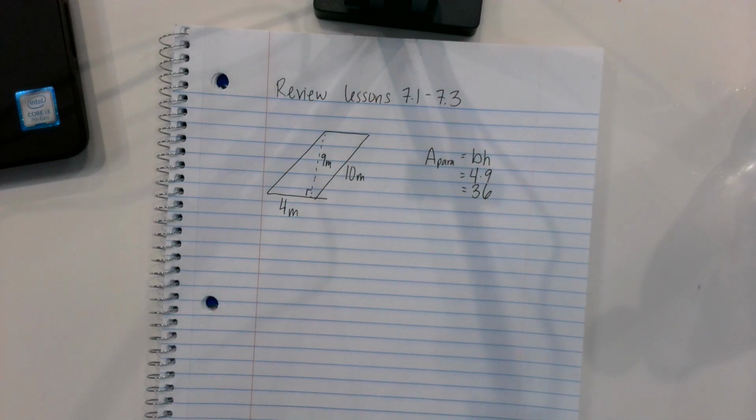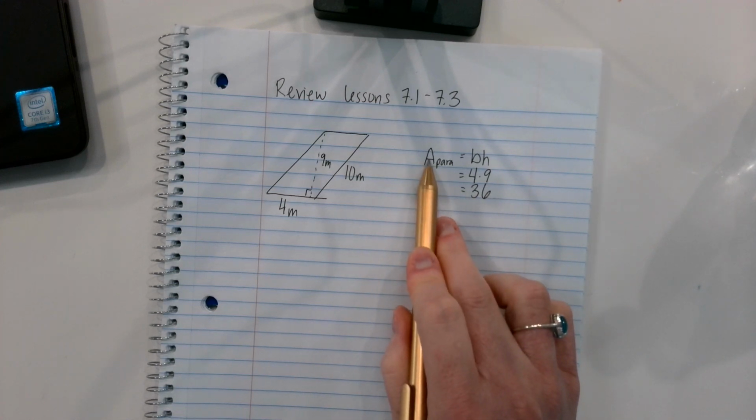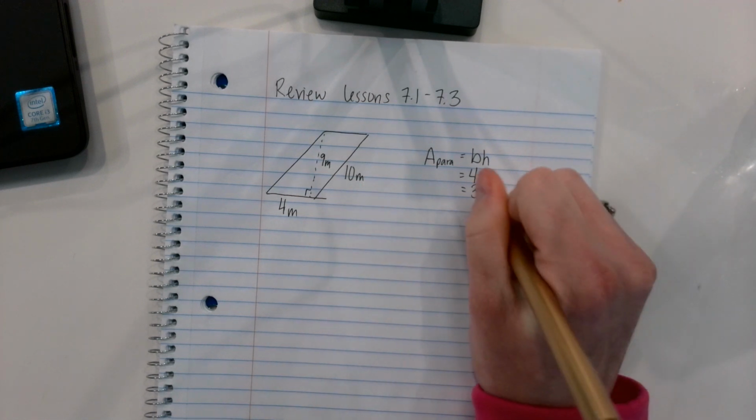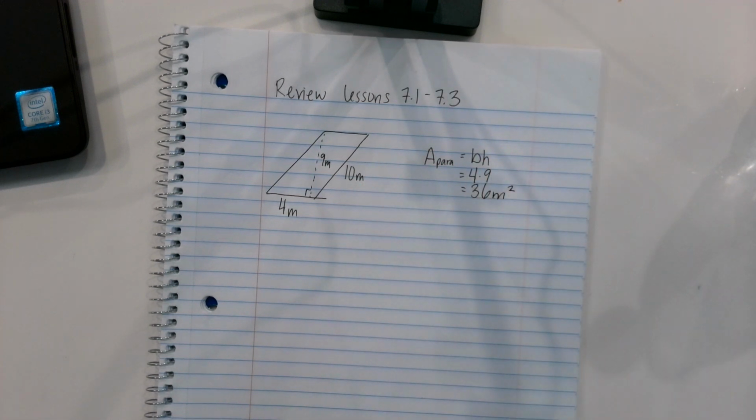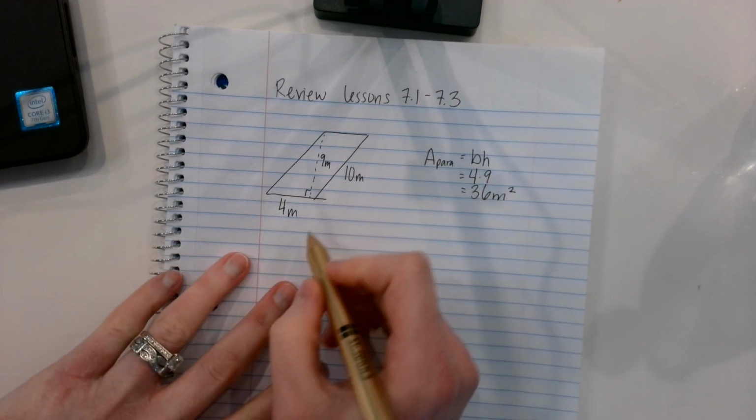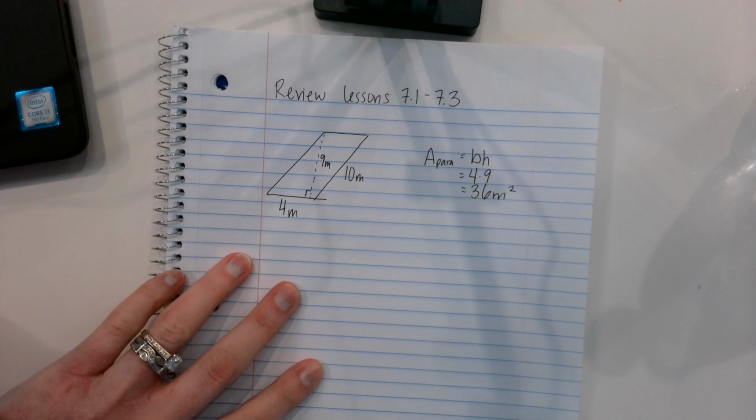Now, on Schoology, you haven't had to enter in units, but on your quiz, it will be very important that you put your units in your answer. So remember, for area, your units are always units squared. So here it's meters squared. 36 meters squared. That's your answer for the area of a parallelogram. Okay, go ahead and try this parallelogram. Find the area of this parallelogram.